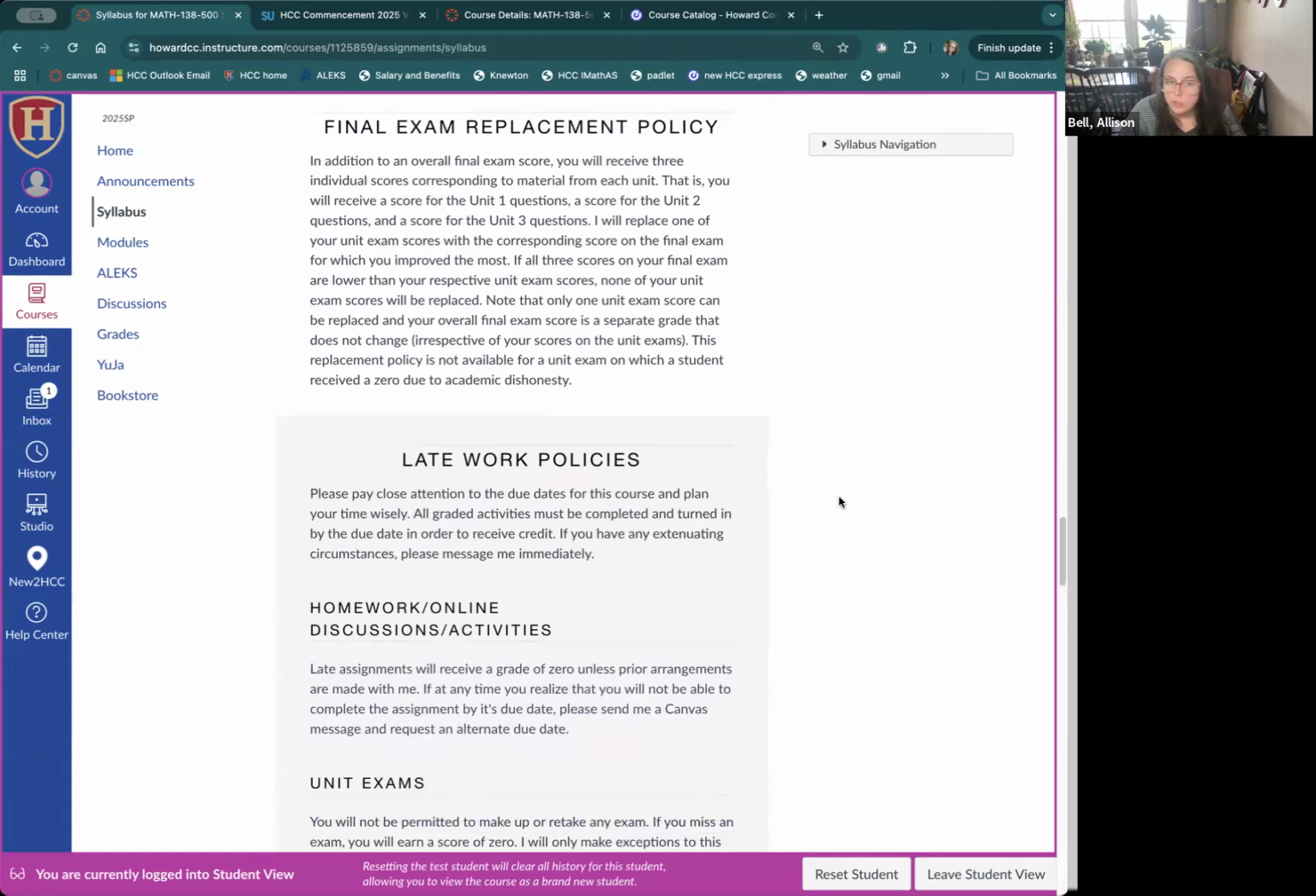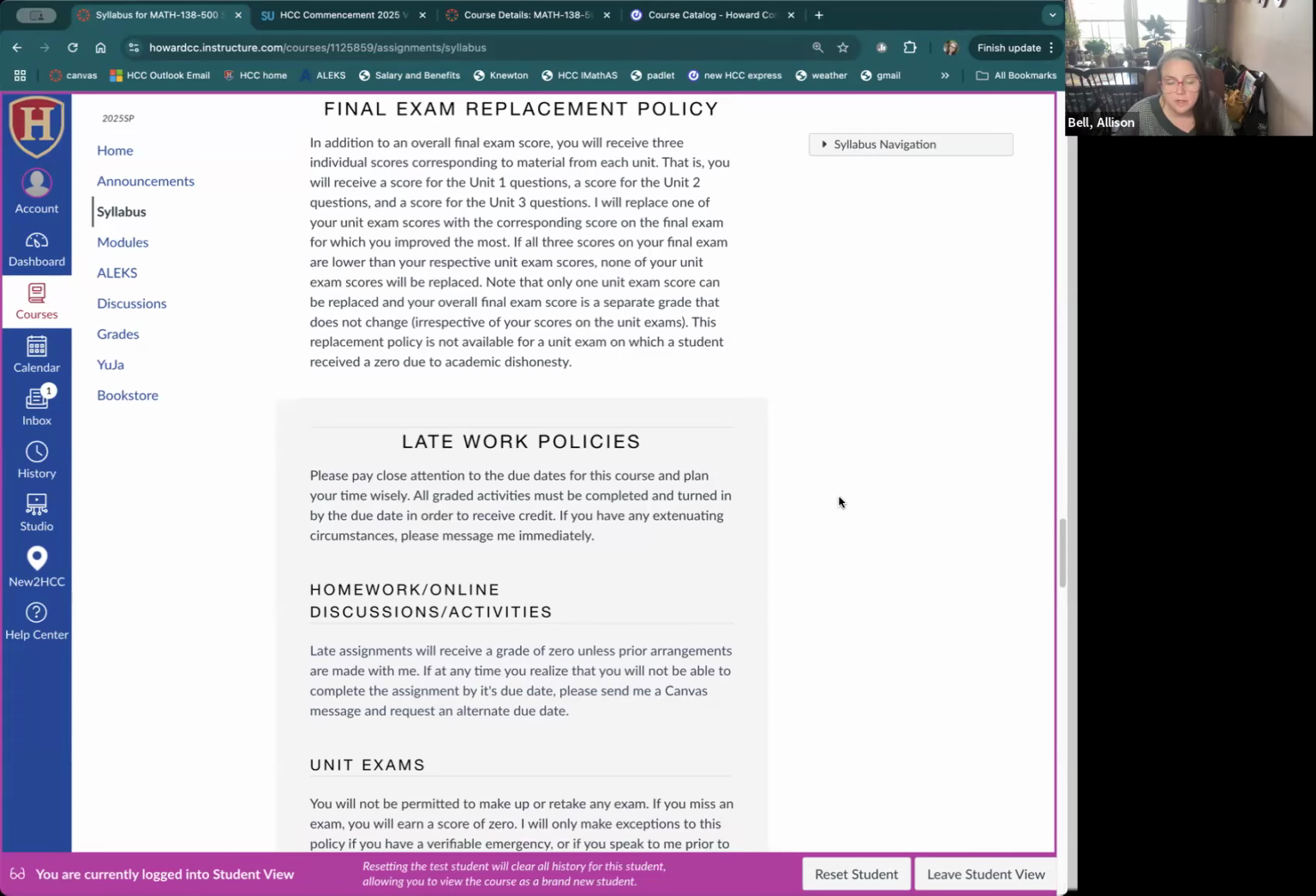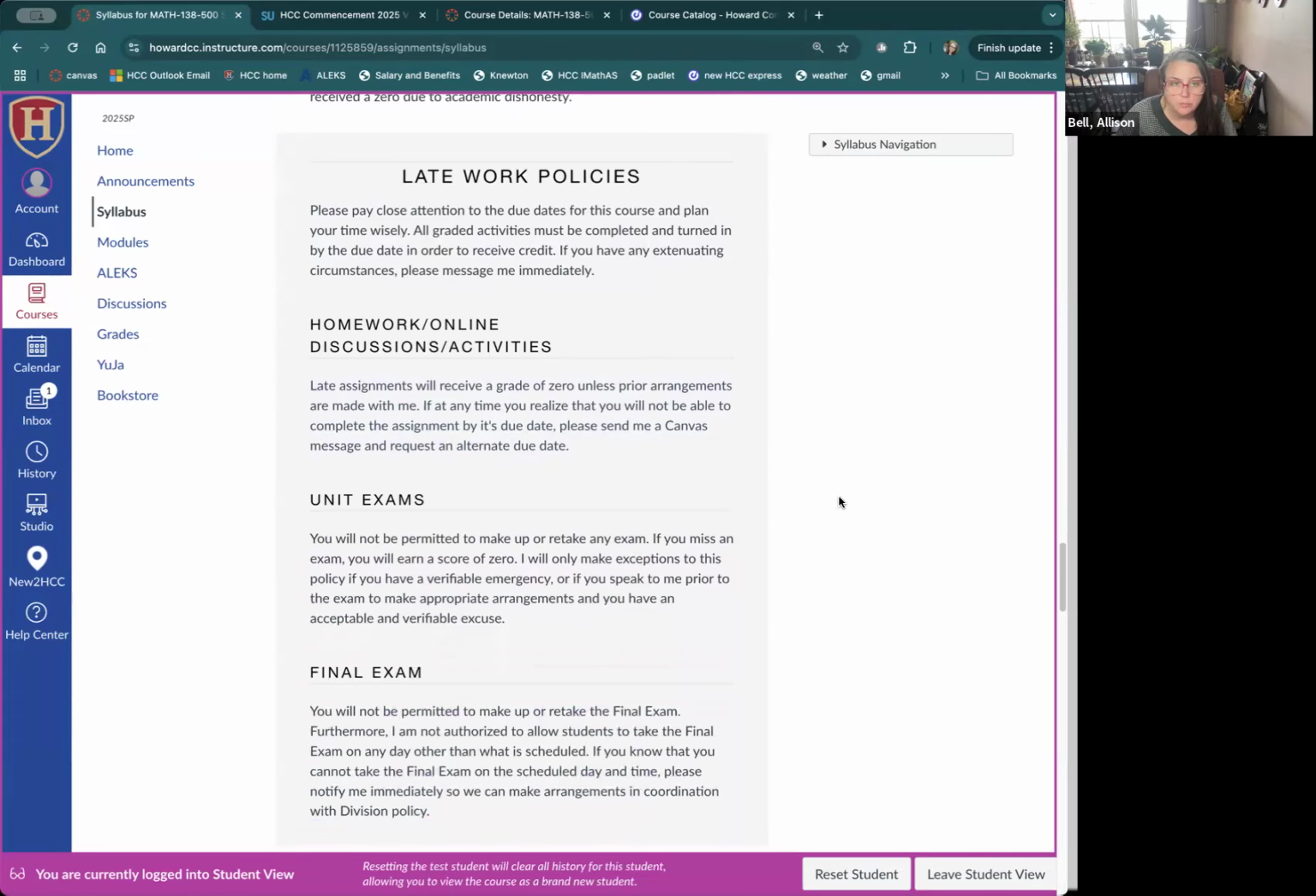Excuse me, I went too quick. We make a final exam replacement an option. If you perform better on your final exam than on any individual exam earlier in the term, then I can use that grade to replace it. This would only replace 1 of your 3 exams. We can discuss that if we need to at the end of the term.